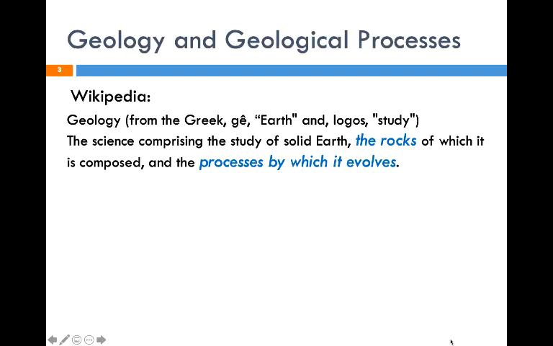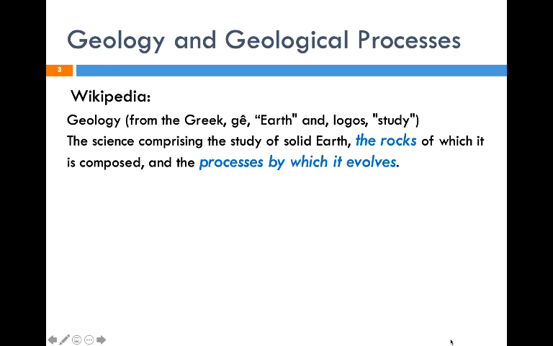Geology and geological processes, you might have heard the term of the science. It comes from the Greek term ge, which simply means earth, and logos, study. We study the earth and its evolution. We look at the rocks of which the earth is composed, and we look at the process by which the earth evolves, by which the rocks are forming and change over time.